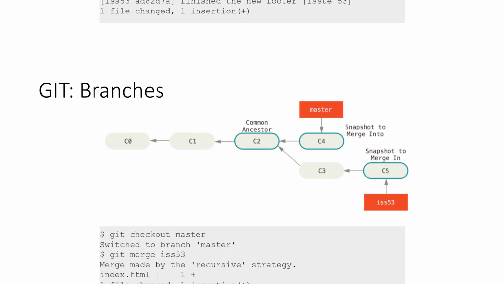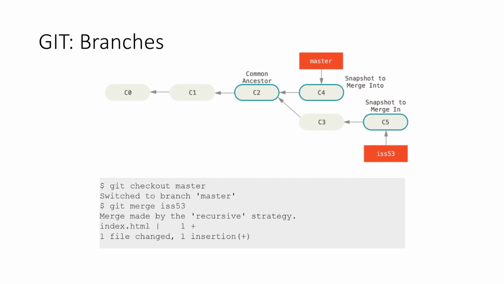Suppose you've decided that your issue #53 work is complete and ready to be merged into your master branch. In order to do that, you'll merge your is53 branch into master, much like you merged your hotfix branch earlier. All you have to do is check out the branch you wish to merge into and then run the git merge command. This looks a bit different than the hotfix merge you did earlier.